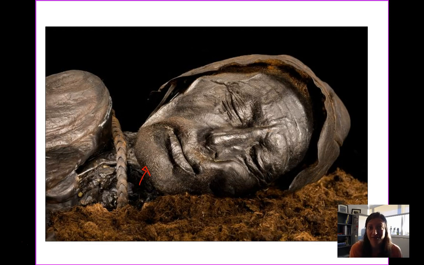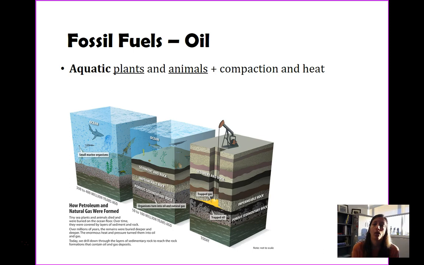You compact it for a couple thousand years, couple million years, add some heat, and then eventually that carbon in those plants churns into carbon-rich coal. So that was for coal. Oil is formed a little bit differently.